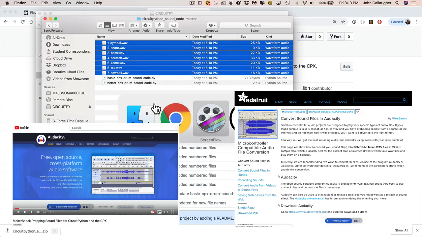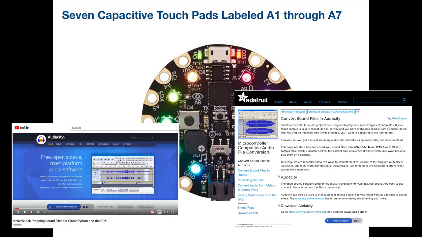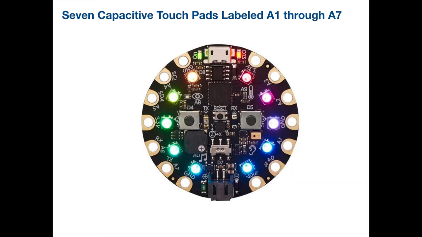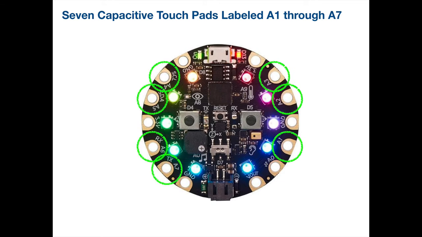Now if you don't know how to set up these files, you can check the previous tutorial. Now the code that we're about to leverage is going to play a separate WAV file when each of the 7 capacitive touch pads around the Circuit Playground Express is touched.